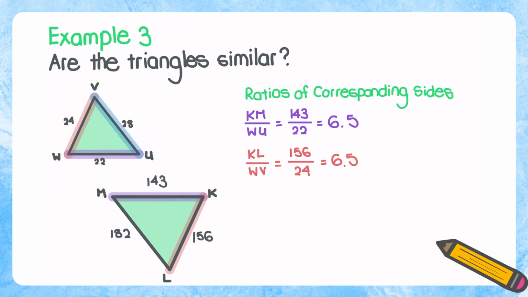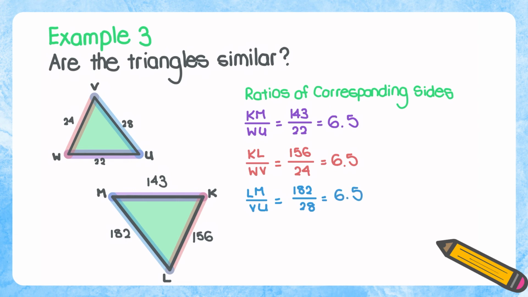Let's check the last pair of corresponding sides, side VU and side LM. So let's set up our ratio, side LM over side VU. This is 182 over 28. And if you plug this into your calculator, you will find that this ratio also equals 6.5.